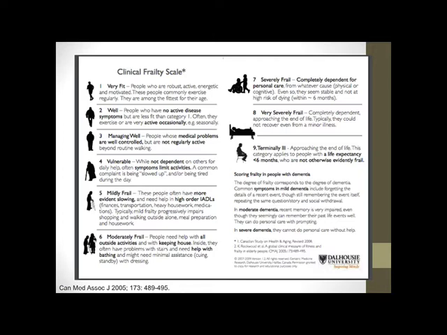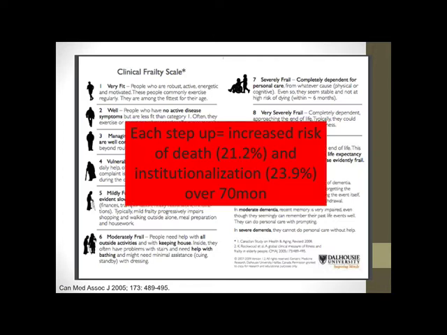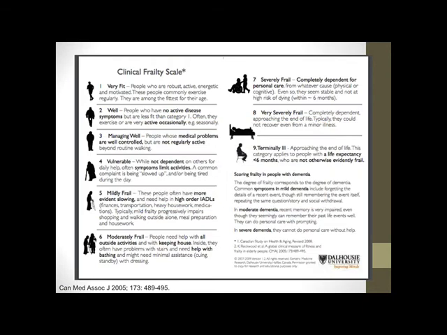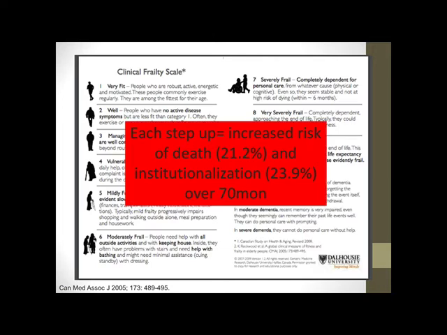And although this model is fairly simple, and you could probably assign a number to many of the patients that you're seeing in your clinic based on what you're asking them, each step up, so each number from say 1 to 2, 5 to 6, gives an increased risk of death of about 21.2% and an increased risk of institutionalization of 23.9% over 70 months. And especially when you start to get into the 5, 6 range, the difference between somebody who's a 4 who's not dependent, a 5 who's starting to get dependent, and a 6 is actually quite marked. Those people probably should be thought of differently, because the death rates and the rates of institutionalization are going to be a lot higher for those patients.